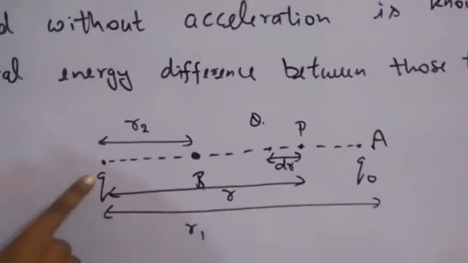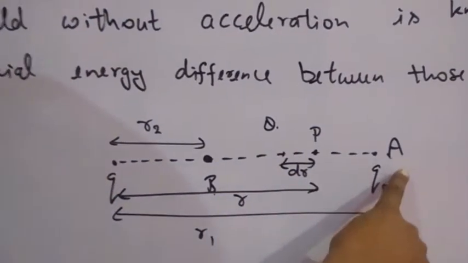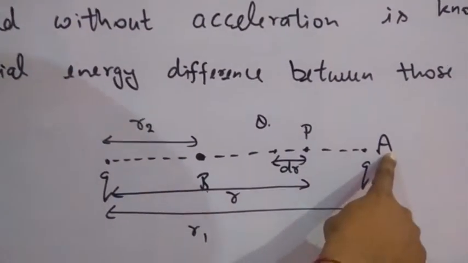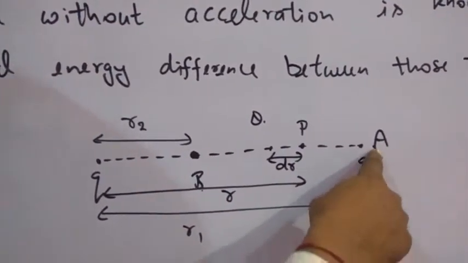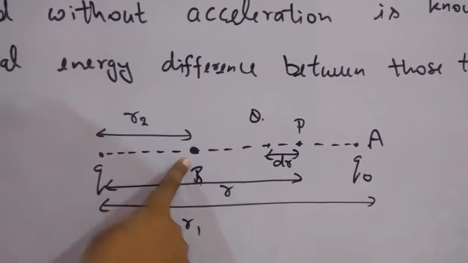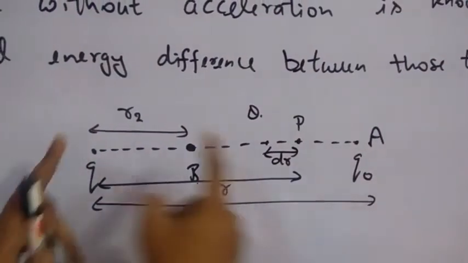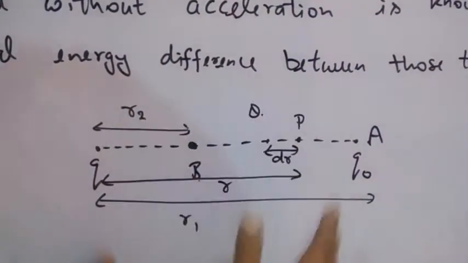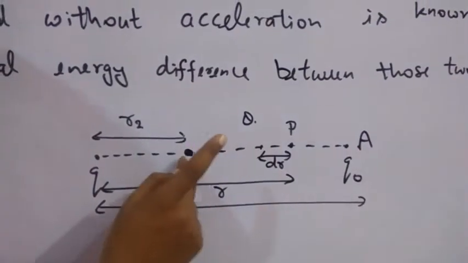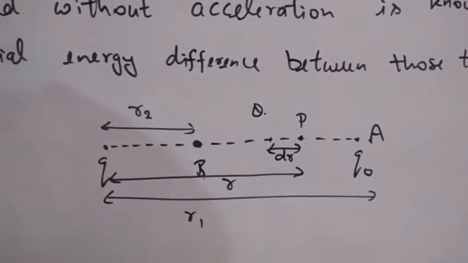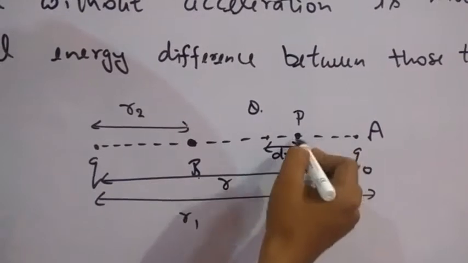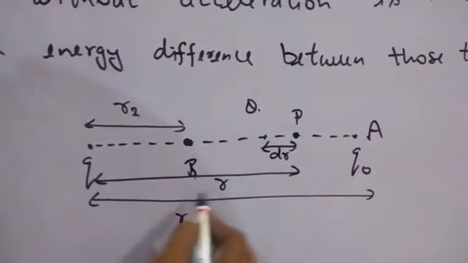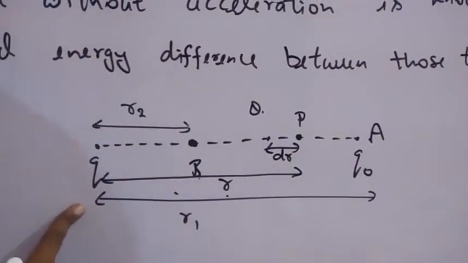Let us consider this is charge Q and this is charge Q naught at point A. We want to take this charge to this position B. Let this distance be R1, this distance be R2. While taking this charge from this point to point B, let us consider this charge comes at point P at a distance R from charge Q.